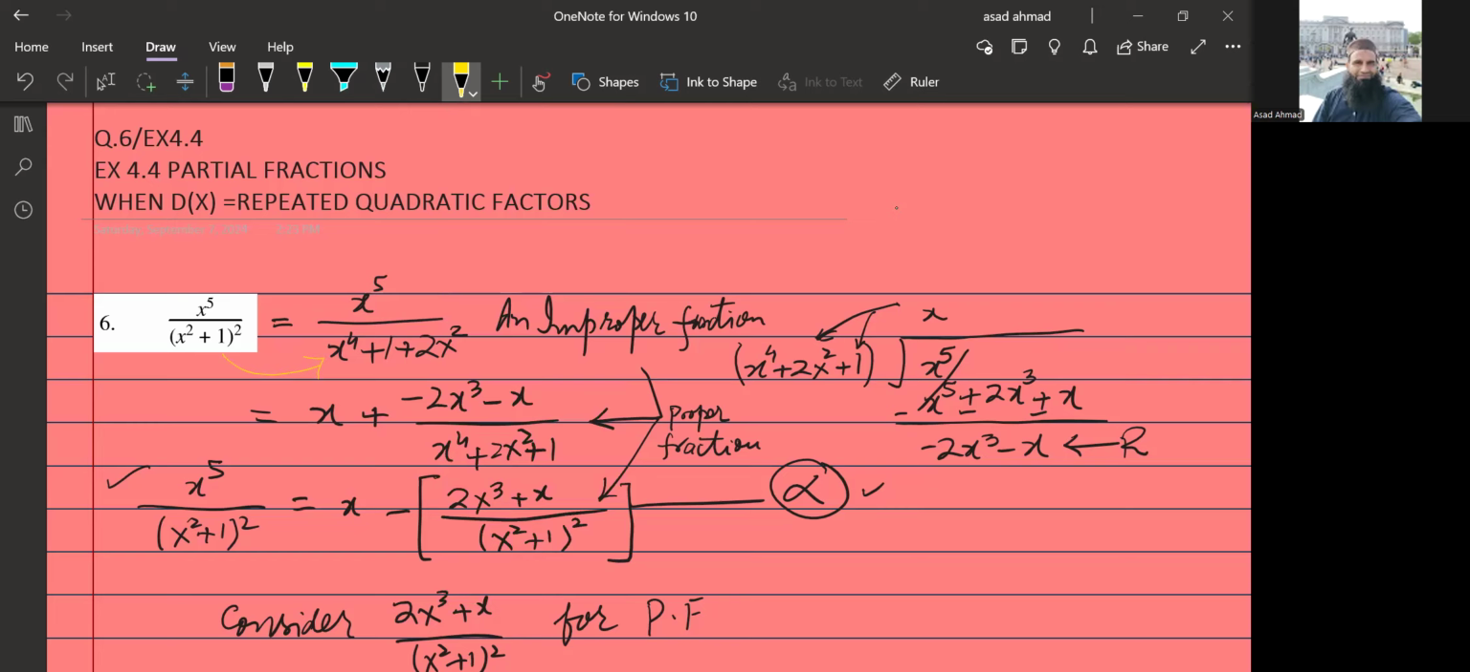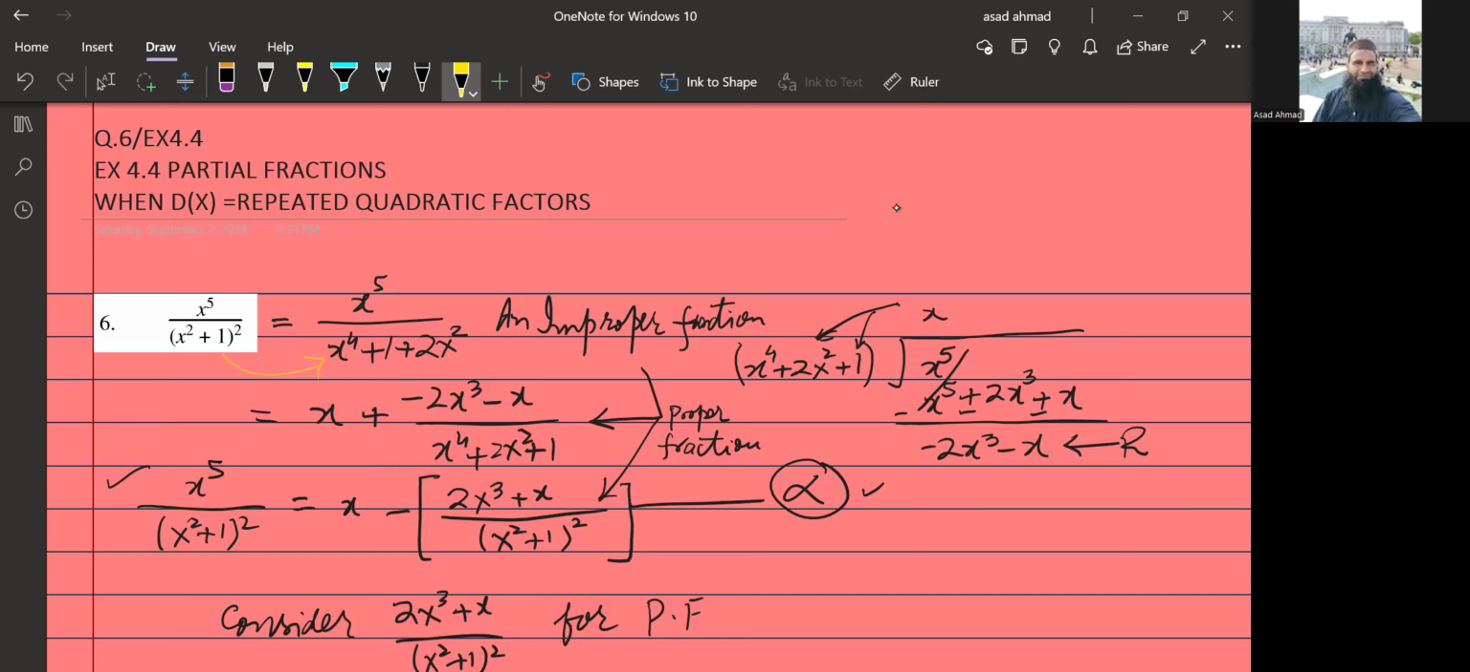So we will convert the improper fraction into a proper fraction by showing the long division. x raised to power 5 divided by x raised to power 4 plus 2x square plus 1.